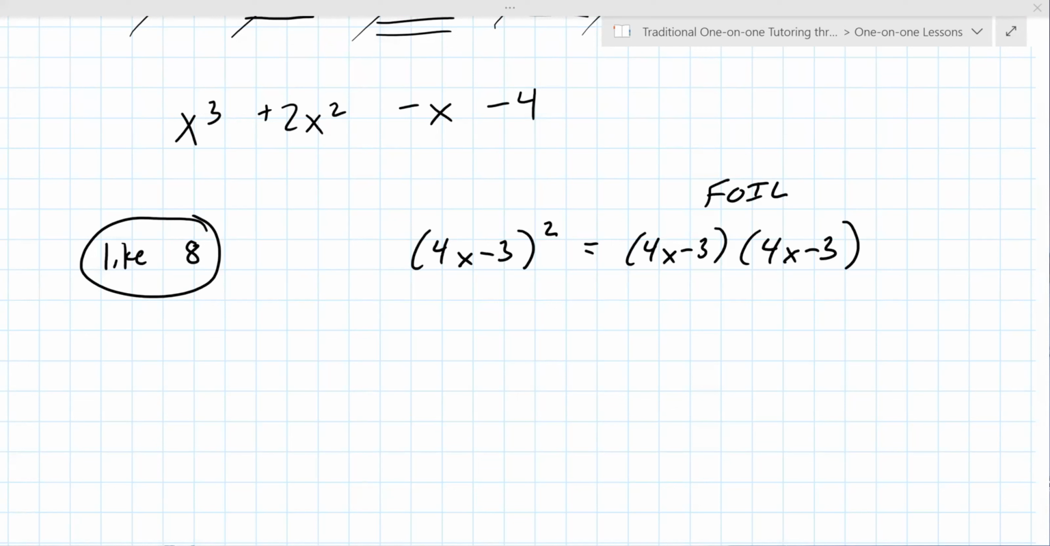I got 16x squared minus 24x minus 9. Look at the sign of that last term. Plus 9, yeah. And I remember you doing that last time. So, we're just prone to making the same mistakes. I hate even calling it a mistake, but just the same thing over and over again. You know yourself, so you should be on the lookout for that when you're doing this.